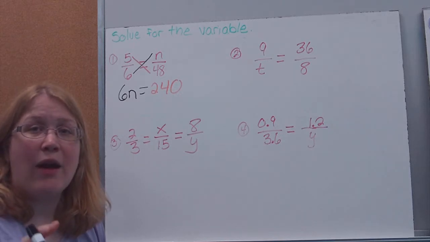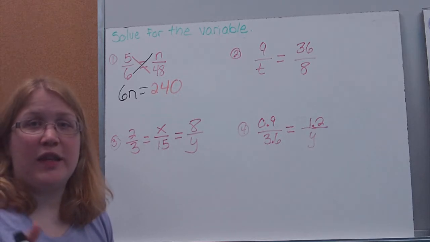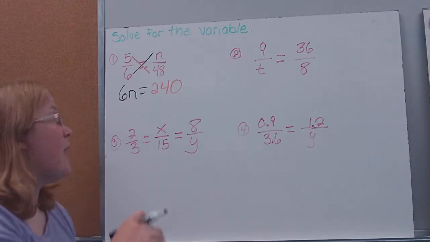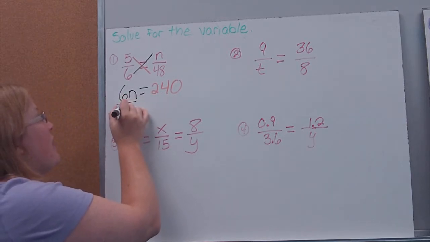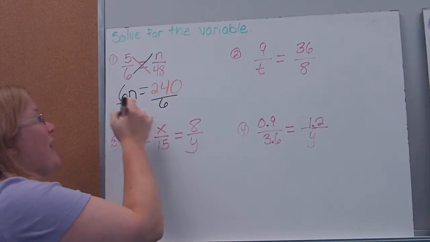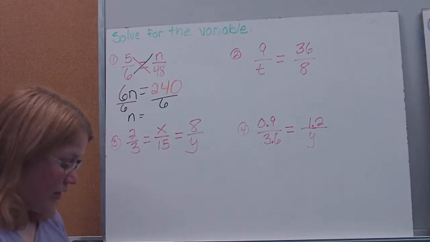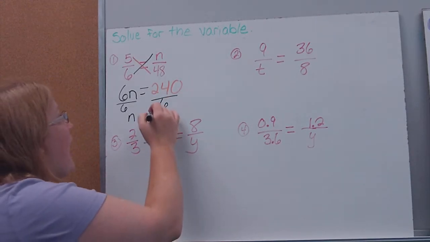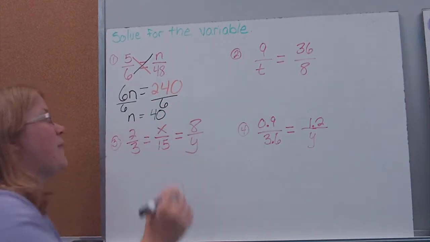Well, if you recall, how do we solve equations? We need to use the inverse or the opposite operation so that we can undo what's been done. So how am I going to undo this multiplication? By dividing. If I divide this side by 6, I need to divide the other side by 6. And when I divide 240 by 6, I get 40.